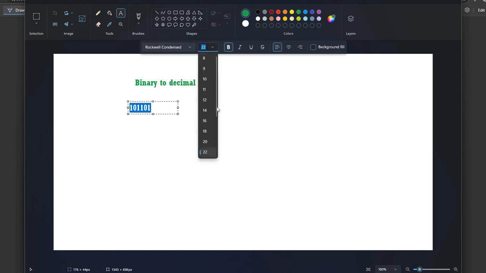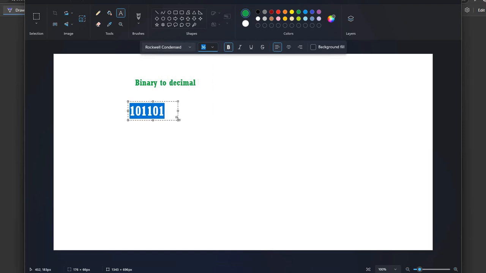Let's make it bigger. Suppose we have a binary number. The base is always 2, right? We need to convert this into decimal. So how do you do that?